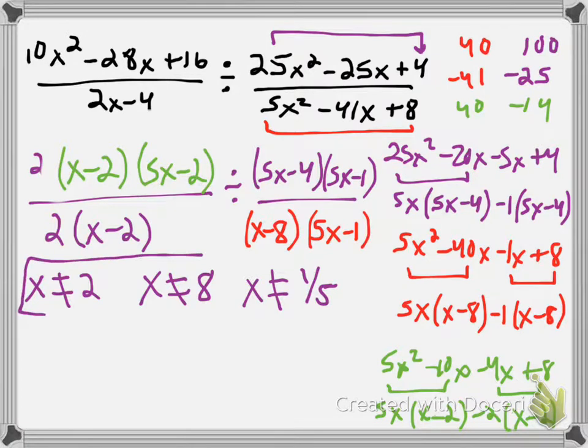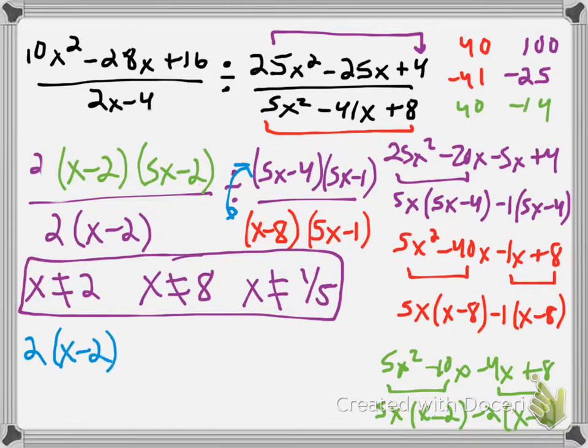So now, with division, I'm going to rewrite this expression. I've got to keep these zeros in mind, and I've got to flip my divisor. So this one, I need to flip the order. So I'm going to rewrite that to x minus 2, 5x minus 2.